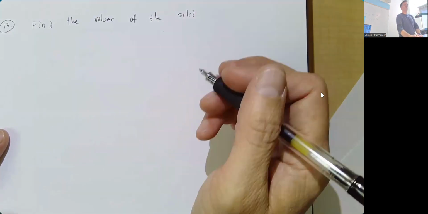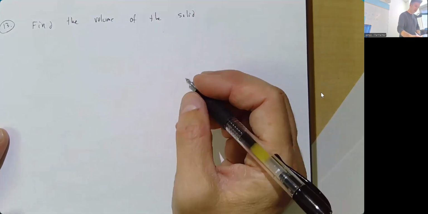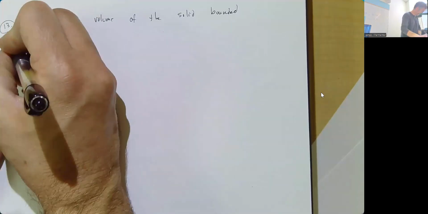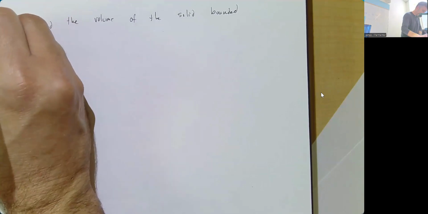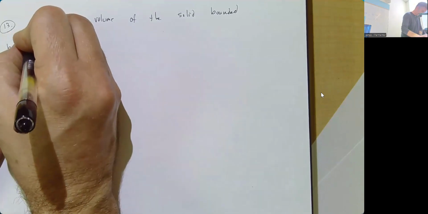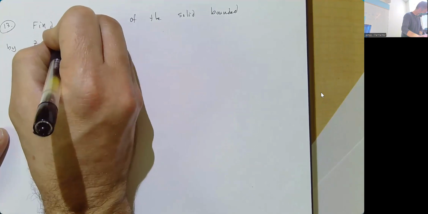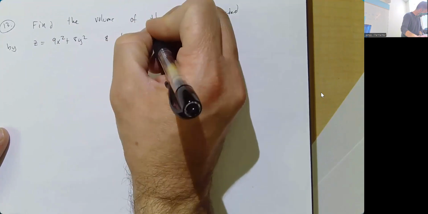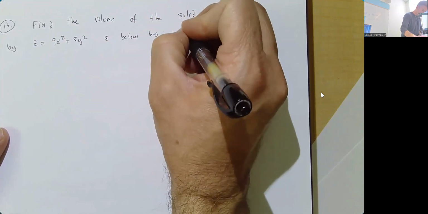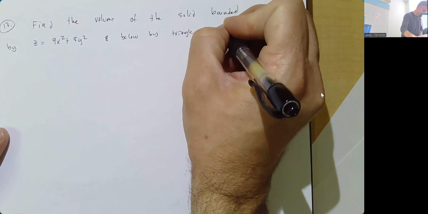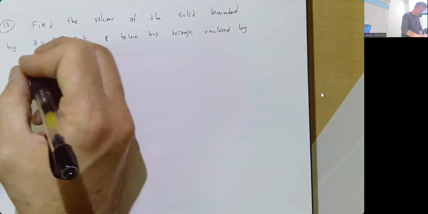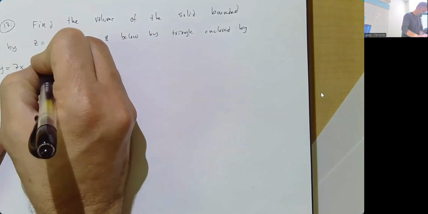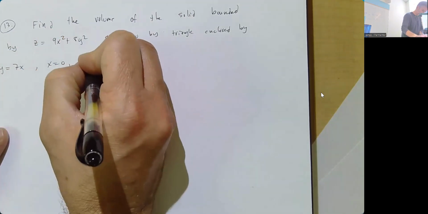Region, I feel like, is not the word. I don't think you need the word region here. I'm just going to say solid. It's fine, it's just English. Bounded above by z equal to 9x squared plus 8y squared, and below by the triangle enclosed by the lines y equals 7x, x equals 0, x plus y equals 8.